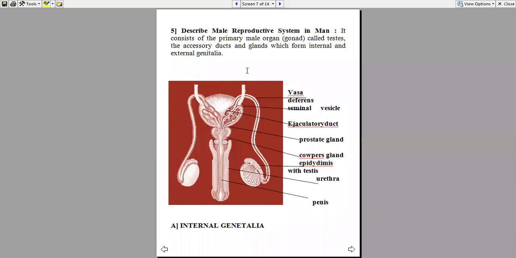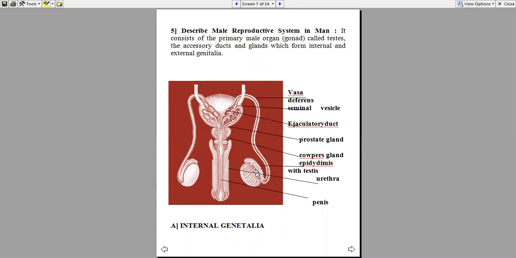Male reproductive system in man. It consists of primary sex organ called testes, accessory duct, and glands which form internal and external genitalia. This is a diagram for the male reproductive system. I want you all to draw this diagram in your notebook. See, the diagram is quite clear with all the labelings given here.